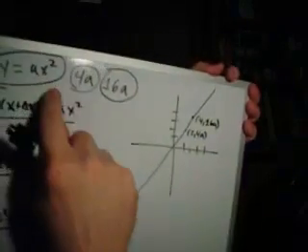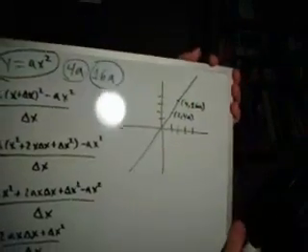This is going to be my final discussion on FOIL and derivatives, okay? And we're going to go back to an equation that we've been working with for quite some time. Y equals ax squared. Now this is all simple enough.